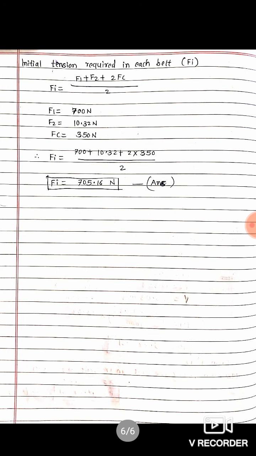Now we also want to calculate the initial tension required in each belt, that is Fi. We know the relation, that is Fi is equal to F1 plus F2 plus 2 times Fc divided by 2. We have all three values, so F1 is 700 Newton, F2 is 10.32 Newton, Fc is 350 Newton. Substituting all the values, we get Fi is equal to 700 plus 10.32 plus 2 into 350 divided by 2. Therefore, the initial tension required in each belt, Fi, is equal to 705.16 newtons, and this is our final answer.